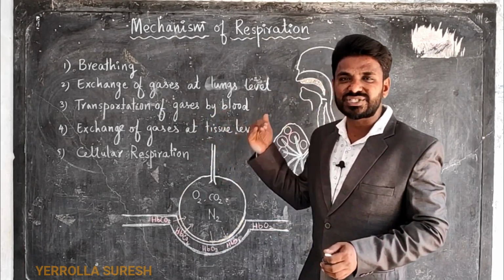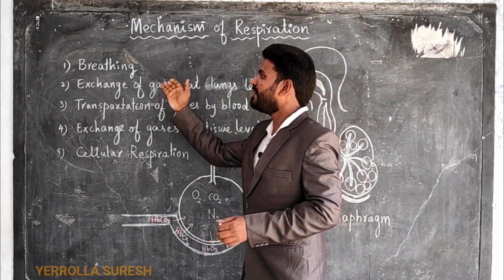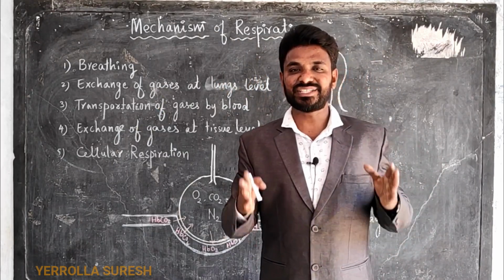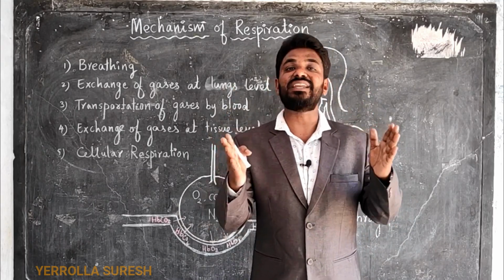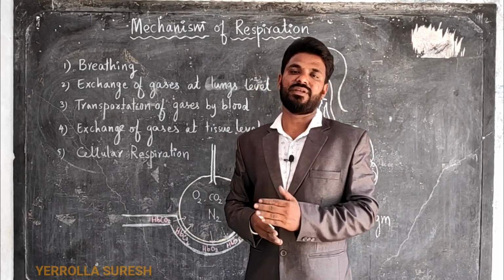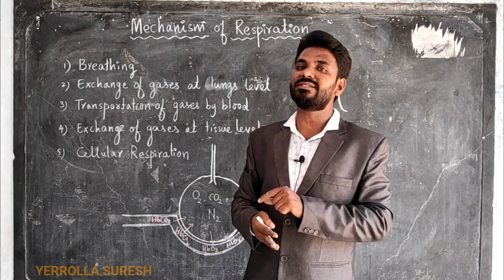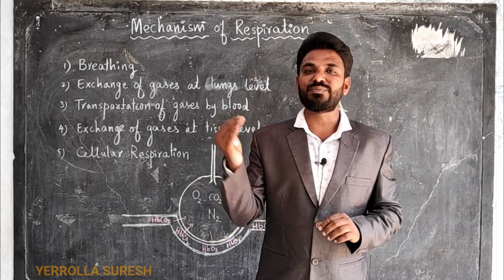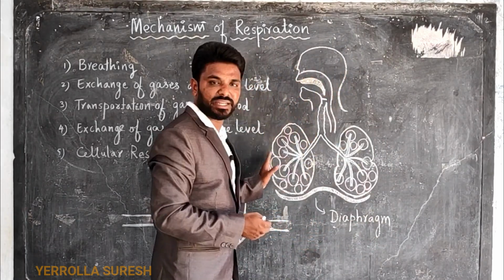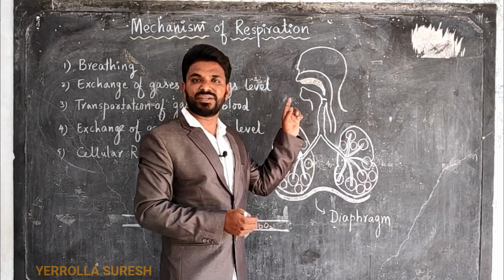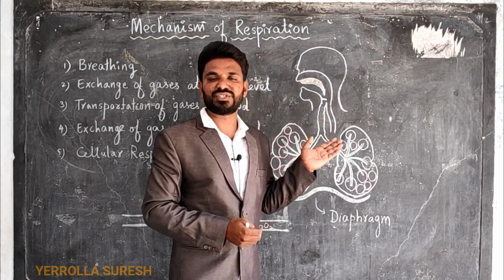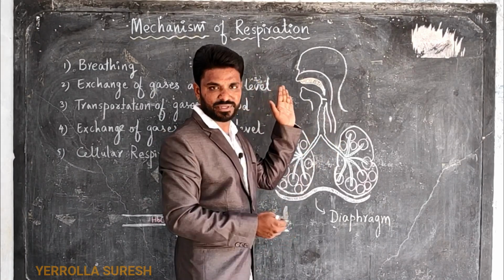What happens in all the stages? Just see one by one. First one, breathing. What is meant by breathing? Breathing means exchange of gases between lungs and atmosphere. The air from atmosphere enters the lungs. How does the air get transported to the lungs? There is a way for the transportation of air. The way is the respiratory system. This is the human respiratory system, by which the air enters the lungs and the air comes out of the lungs into the atmosphere.